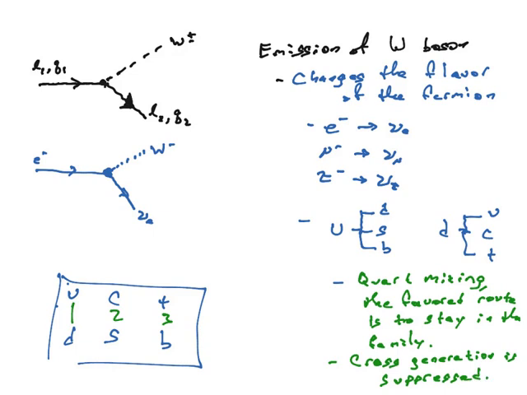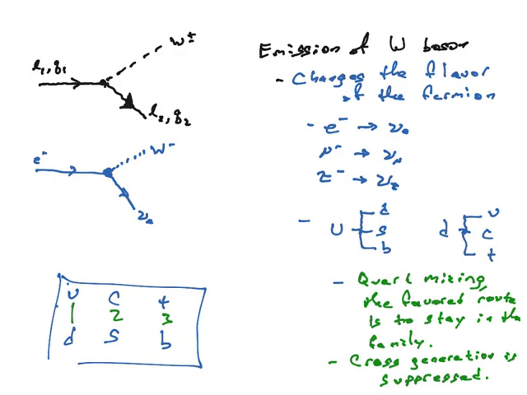Suppressed meaning it's less probable. So when you work these probabilities, you could put some weighting on the different possibilities. So maybe when an up goes by this weak interaction, it could change into one of these three: down, strange, or bottom. Maybe 80% of the time it becomes a down, 15% of the time it becomes a strange, and 5% of the time it becomes a bottom, right?